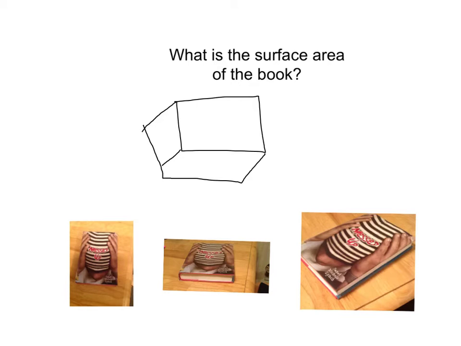And the length would be this part of the book. The width is this part of the book. And lastly, the height is this part of the book. And you need all of these to find out the surface area.